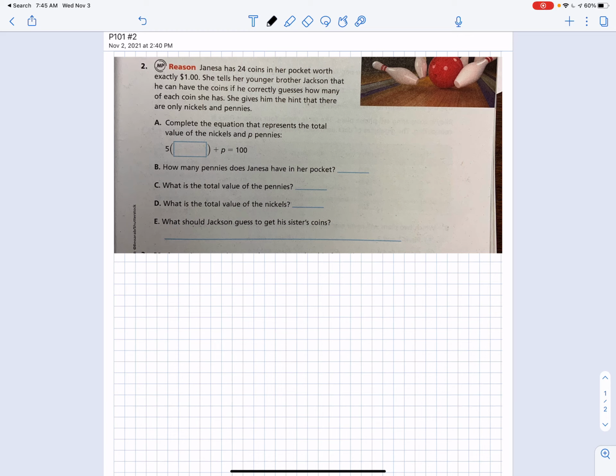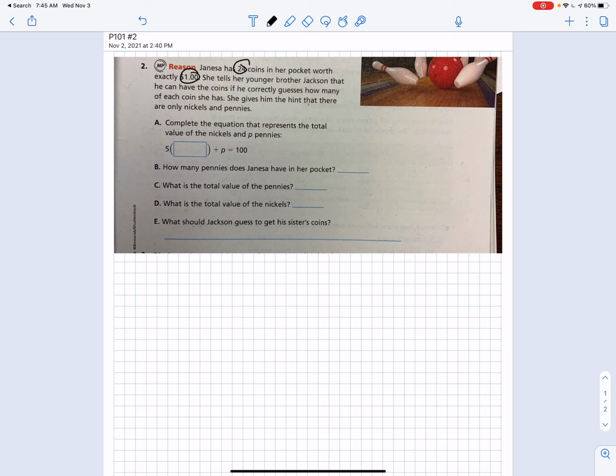Okay, for problem 2 on page 101, Janessa has 24 coins in her pocket worth exactly $1. So right there we know that she has 24 coins. We know they total $1. So those are important numbers.